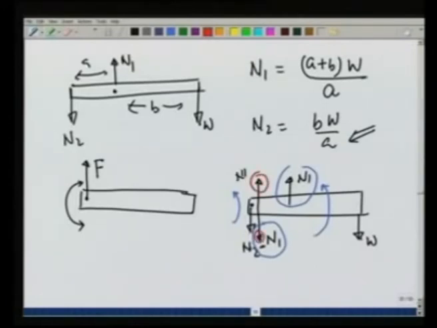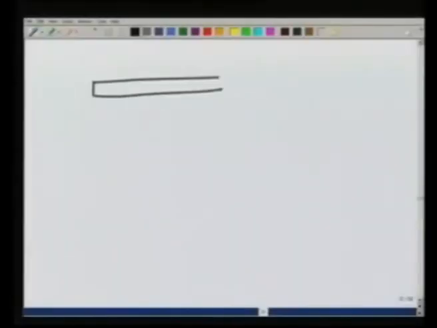So, this whole thing is equivalent to a couple, a moment, a torque here, and a force N1 minus N2 here, which obviously is going to be equal to W. So, what we say for a built-in support system is that this is capable of giving a torque and a force at this point.